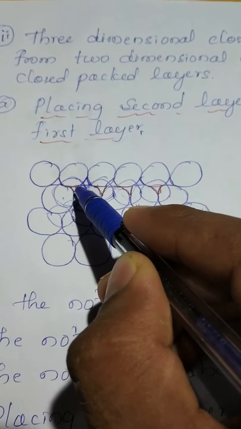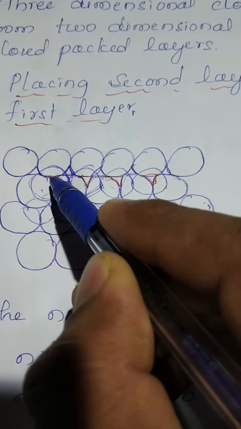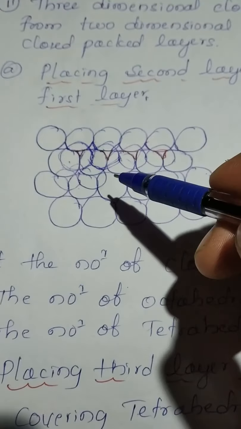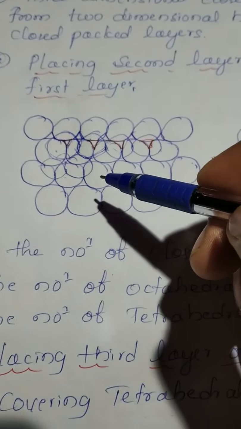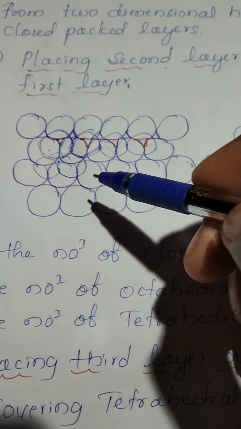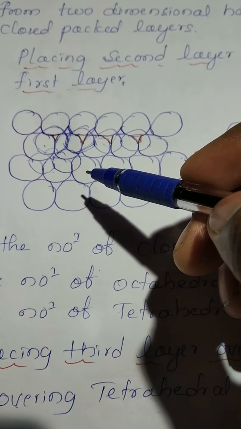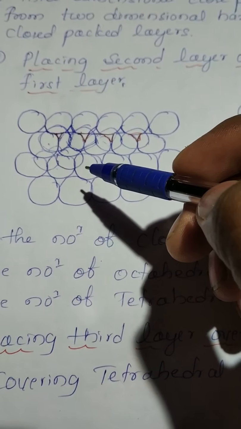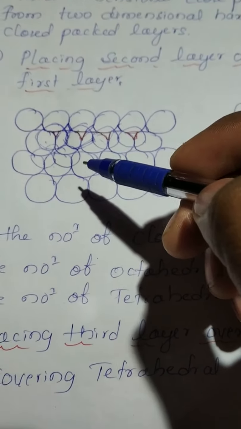Those spheres are covering this void. What does void mean? Void means the empty space present between the spheres. It is a very important definition for 1 mark. Void means the empty space present between the spheres, that is called a void.